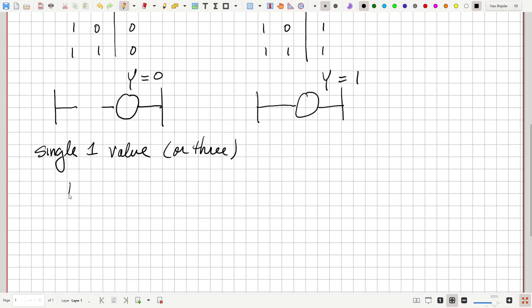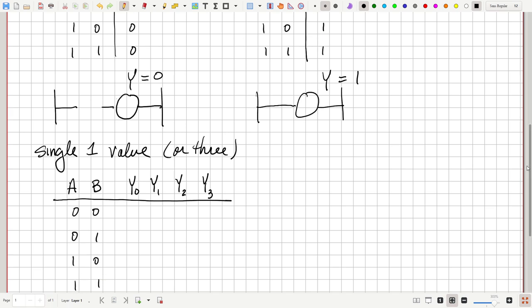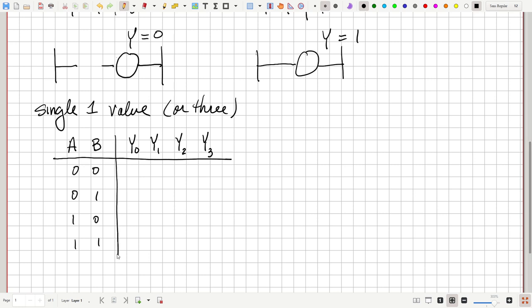So let's represent this. Now, to save space, we'll just make one truth table with several output possibilities. So we'll have here y0, y1, y2, and y3, with rows 0 0, 0 1, 1 0, 1 1. All right. So we're going to have a single one value. The one value could be here, or it could be in this row, or in this row, or in this row. And then all the other entries would be 0. So here are the 4 possibilities. If I can just put a single one in one of these 4 rows, then there are 4 different possibilities. It can be in any one of the 4 rows.